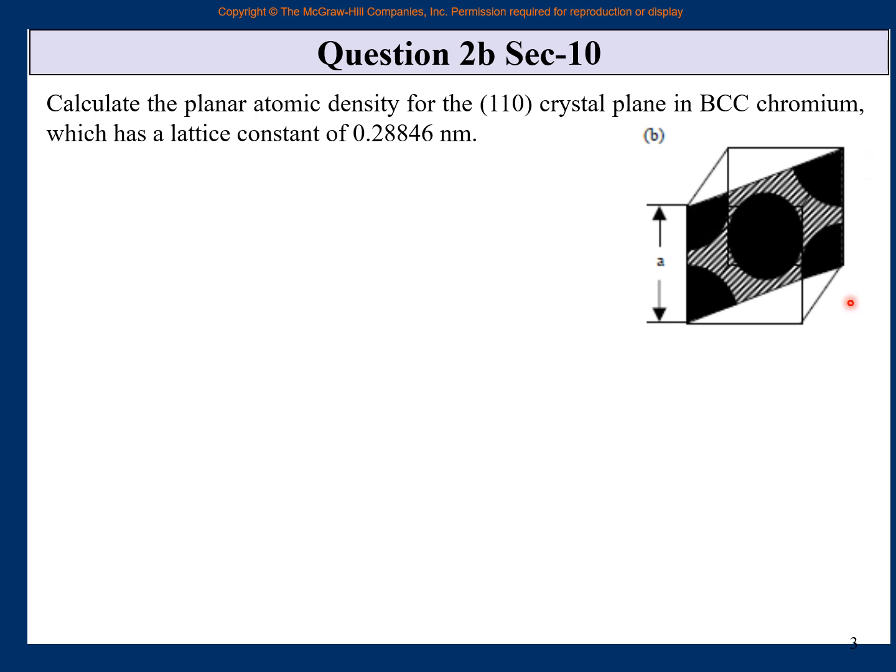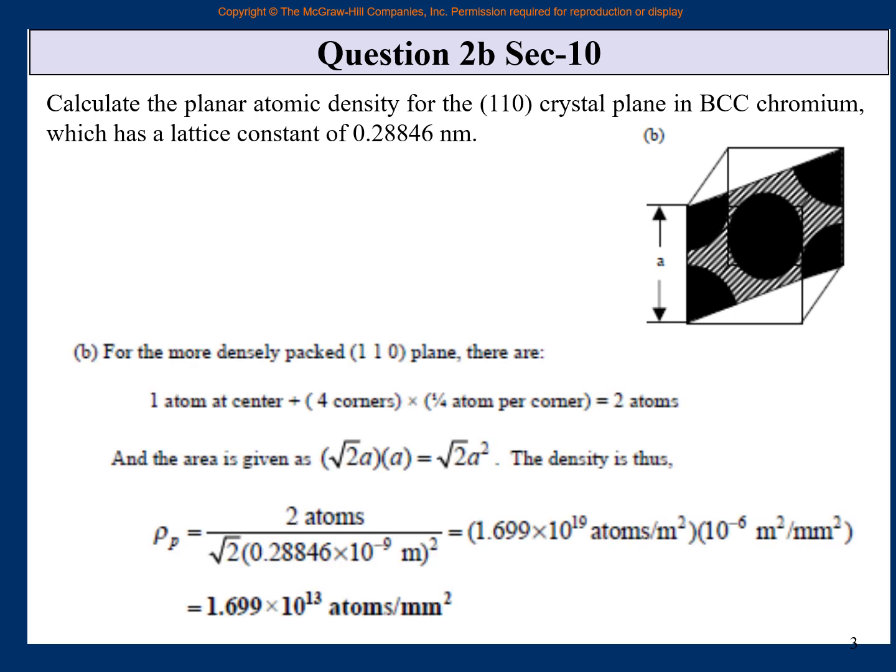Then this is the plane. So this side is A, and this side is the diagonal. So this is A square plus A square under a root. So this side will be root 2A. So the area will be root 2A multiplied by A, and then you are done. So, right, just see that 1 center atom, 4 corner atoms, total 2 atoms. Area root 2A into A, whatever it is. And therefore the planar density is number of atoms upon the area.